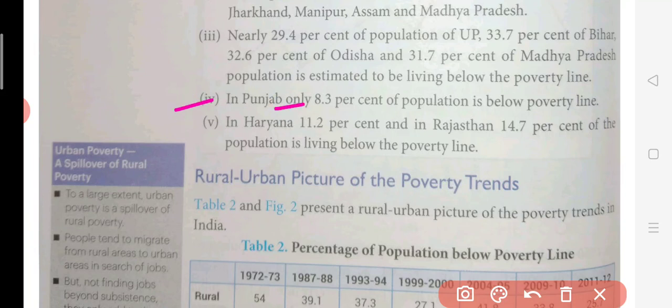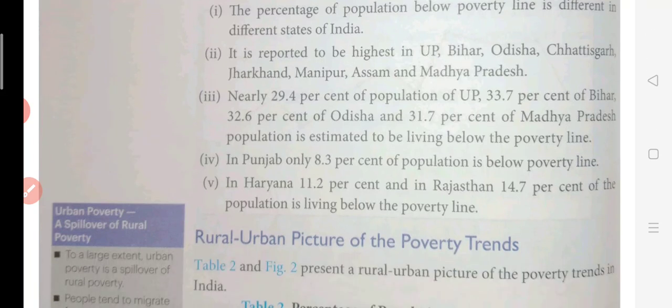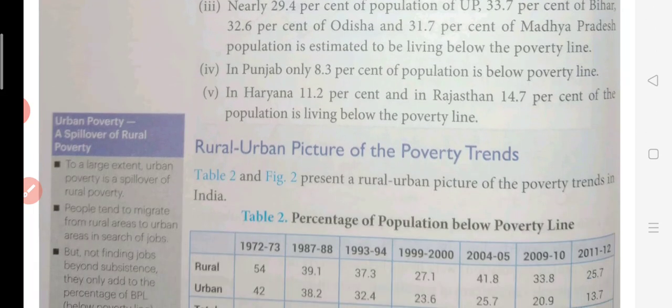Now in Punjab, only 8.3% of population is below poverty line. So in Punjab, very few people are there. Many people are already in good condition. In Punjab, many people are already abroad, means they are having their businesses over there. So that's why there are very few people who are poor over there.